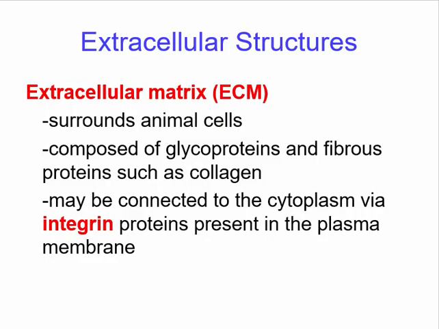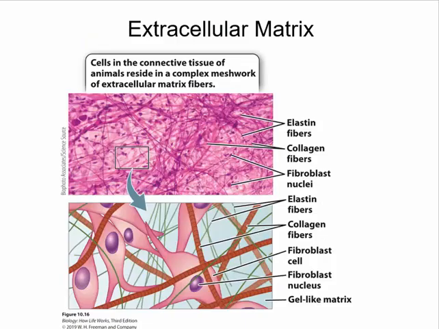In animal cells, they don't have cell walls, but they do have this thing called the extracellular matrix. So this is made of proteins and glycoproteins. A glycoprotein is a protein with carbohydrate groups attached to it. Collagen would be an important component of the extracellular matrix. That matrix itself may be connected to the cell membrane by a protein called integrin. And that one will come up again in a bit.